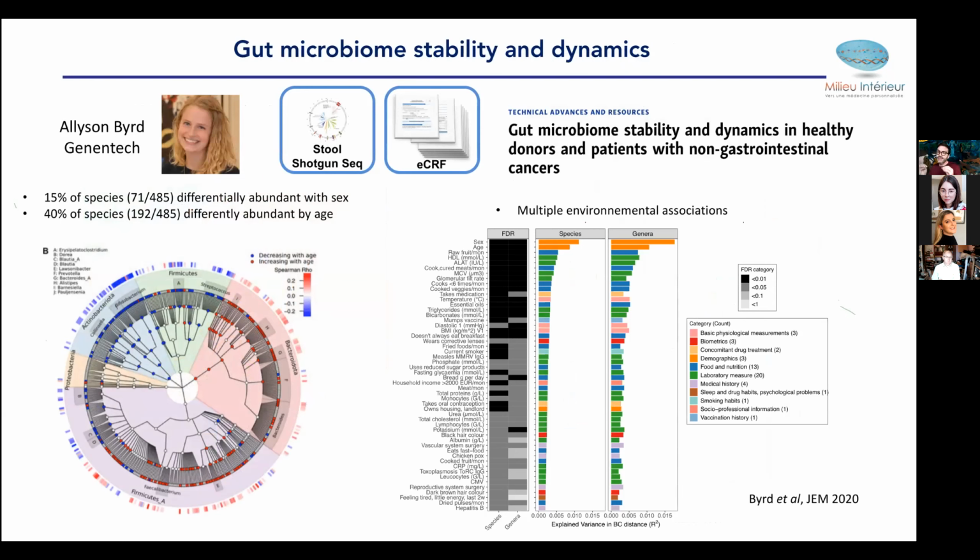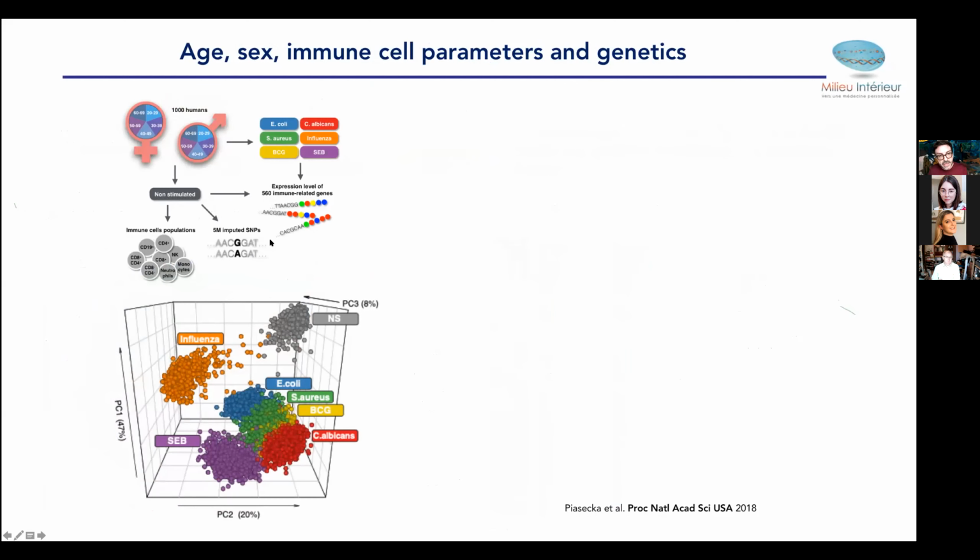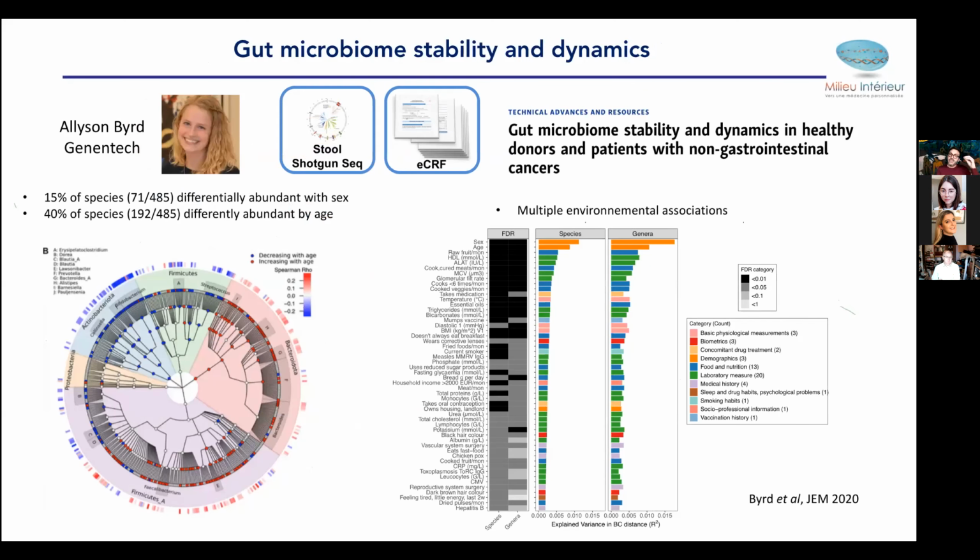We did exactly the same to ask which are the factors that affect microbiome diversity in the 1,000 people. For that, we did shotgun sequencing from their stools, and we associated all these different species of bacteria to the different variables. And basically we show that 15% of the species in our gut microbiome are dependent on sex, and 40% of the species are differentially abundant depending on age. And also, we found other variables that explain a bit less, but they also explain variation in our gut microbiome.